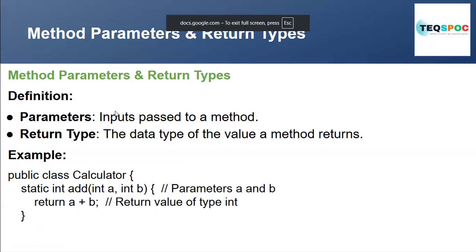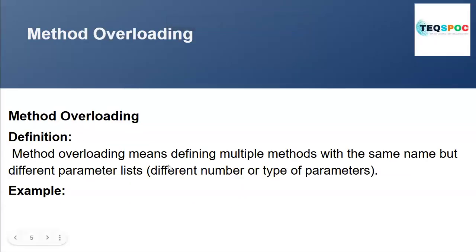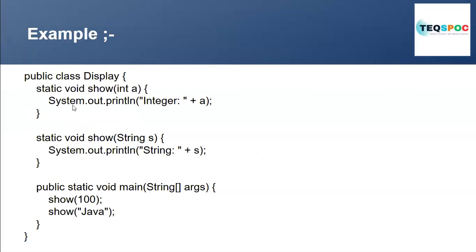See, method overloading means defining multiple methods in the same class with the same name, okay, but with different types of parameters. Then it is method overloading, like static void. So there are two methods with the same name. Here int a is a parameter, here a string is a parameter. So both method names are the same but the passing parameters are different, then this case is basically called method overloading.